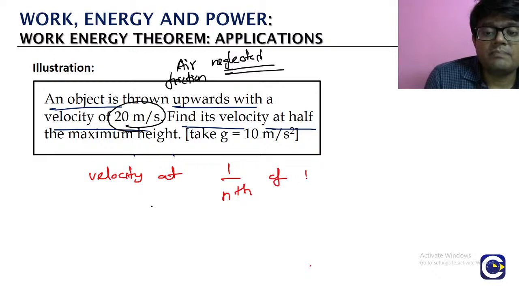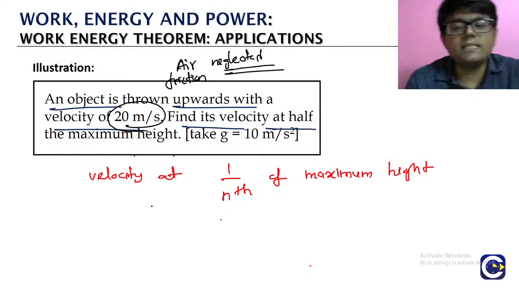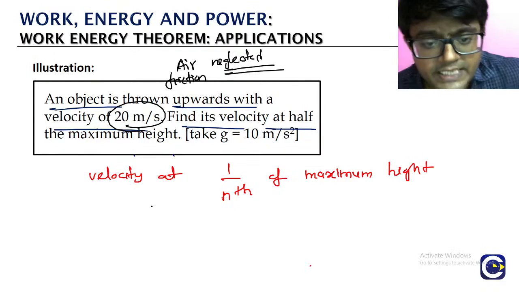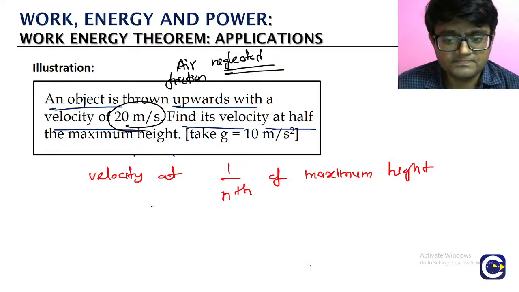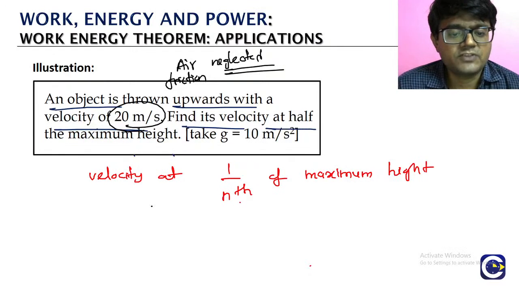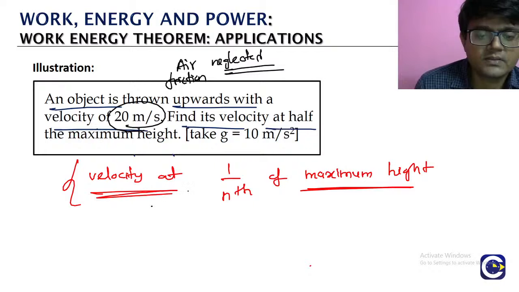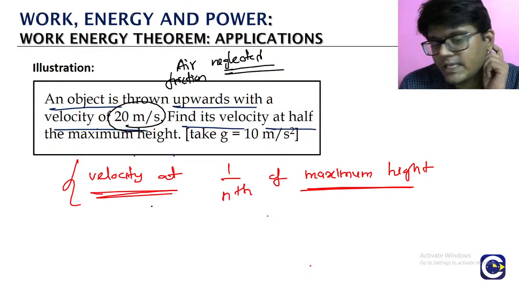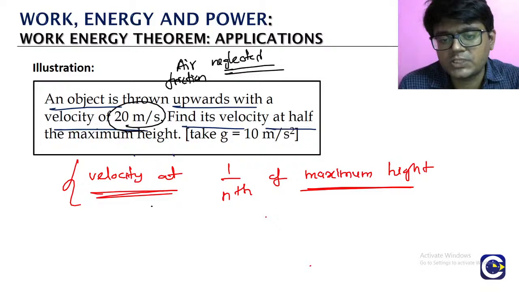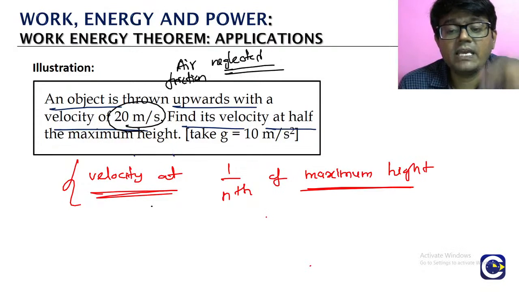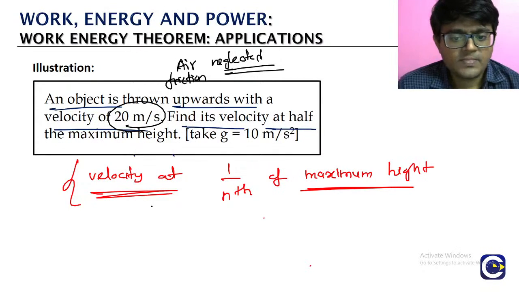1/nth of the maximum height. Here n is the general value. So n is 2 means half of the maximum height, n is 3 means 1/3 of the maximum height, n is 4 means 1/4, n is 5 means 1/5, like that. Okay? So this also you can try and do as a general result. You can try and see: what is the velocity of that object which is projected up at 1/nth of the maximum height. Okay?